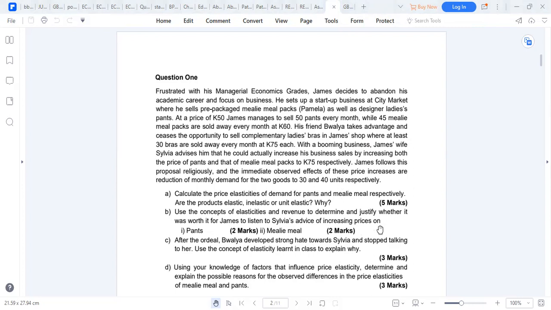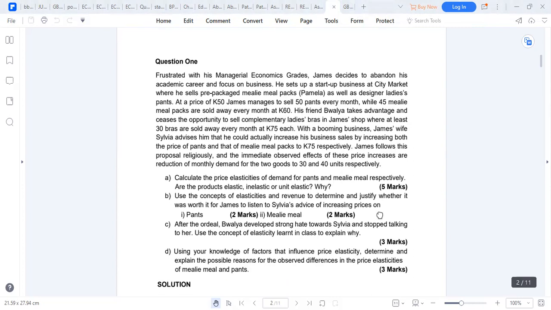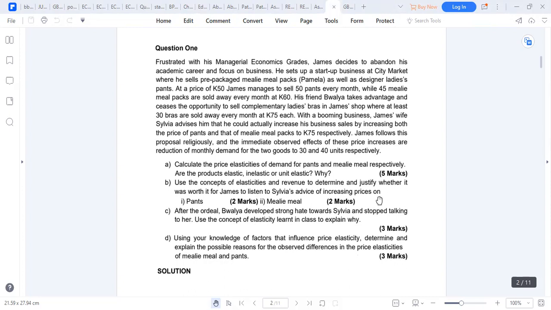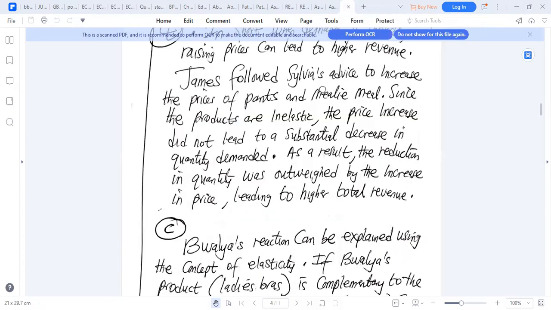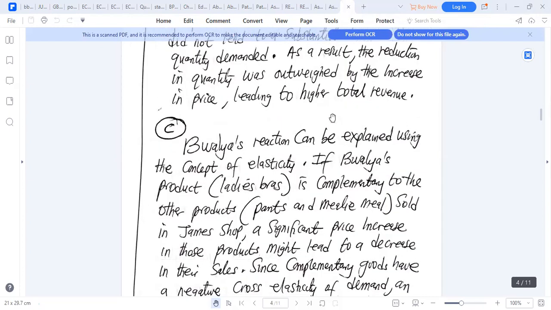So use the concept of elasticity, learn it in class, and explain why Walia is getting upset. Why should Walia get upset? I explained all this. So Walia is coming in as a complement to Walia. As low as James and Sylvia would be, it is a good thing. Because if, for instance, you bring in a car and fuel is low, it will complement you. But where the fuel also goes up, people either stop buying both or moderate buying cars. You get the concept?